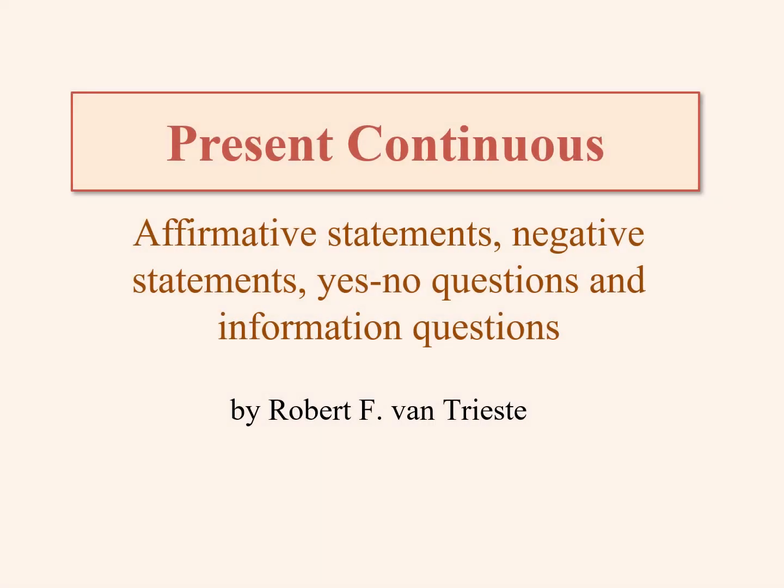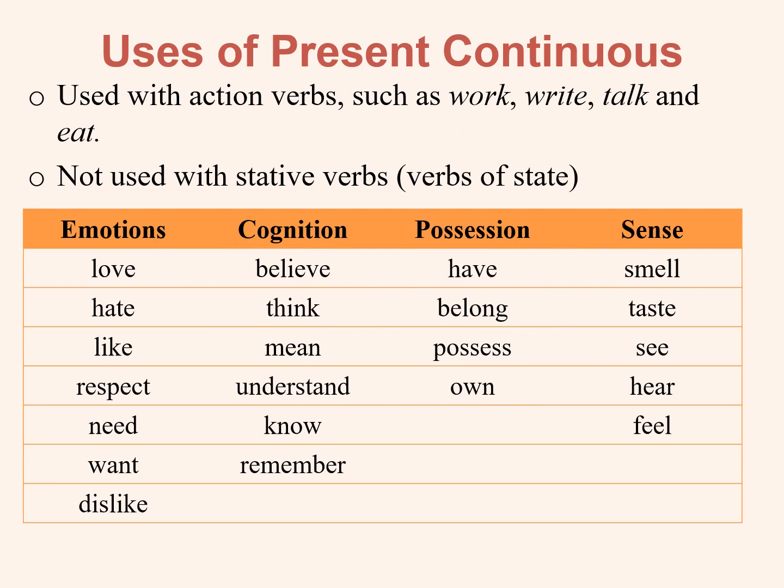Present continuous. Affirmative statements, negative statements, yes/no questions, and information questions. The present continuous tense, sometimes called present progressive tense, is used with action verbs such as work, write, talk, and eat. It is not used with so-called stative verbs.